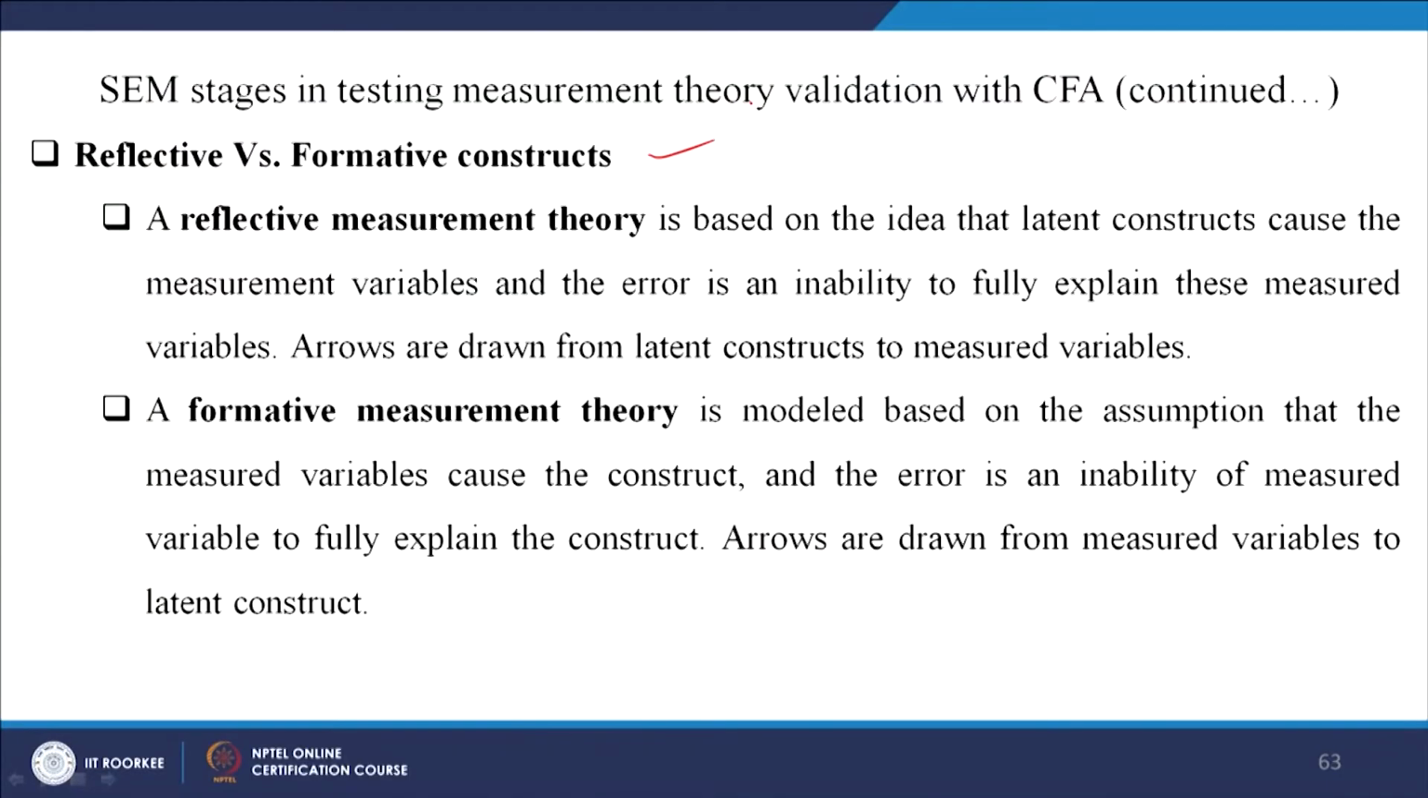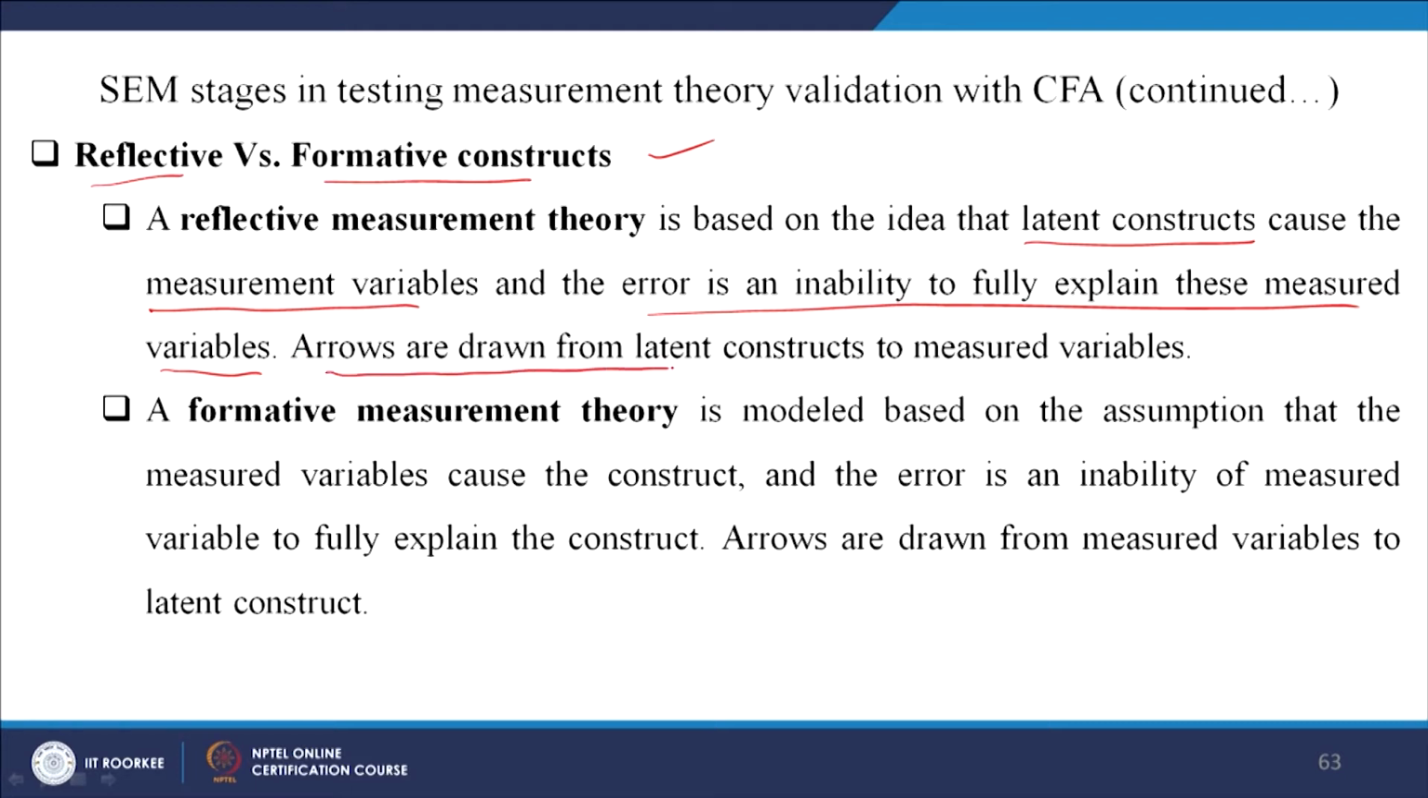Now coming to types of construct. There are 2 types of constructs, and this is also very important to understand: reflective versus formative constructs. A reflective measurement theory is based on the idea that latent constructs cause the measurement variables, and the error is an inability to fully explain these measured variables. Now the arrows are drawn from the construct to the measured variables, that means the construct is causing the variable, not the variable causing the construct, right. I will show an example also in the next slide.